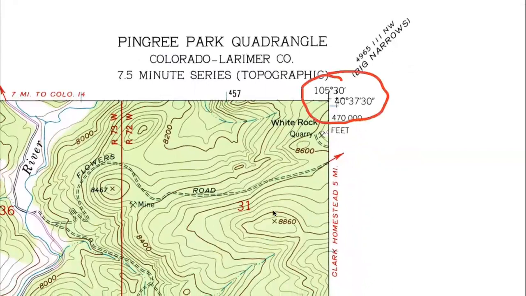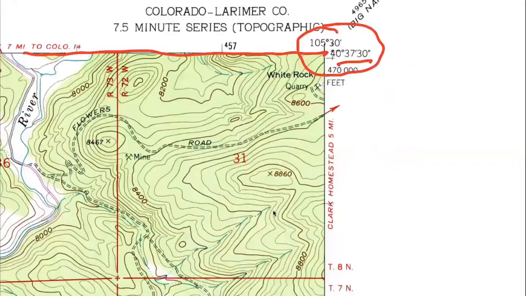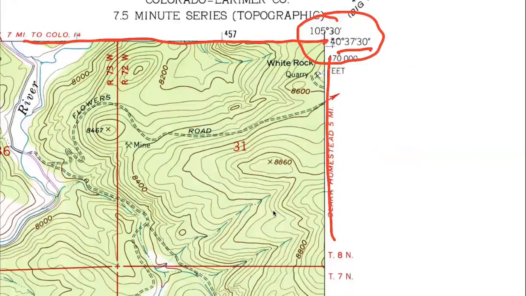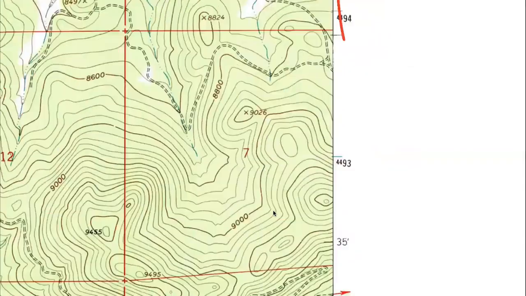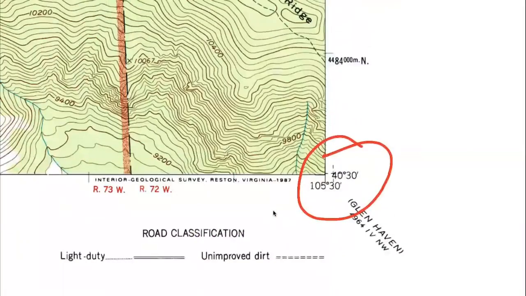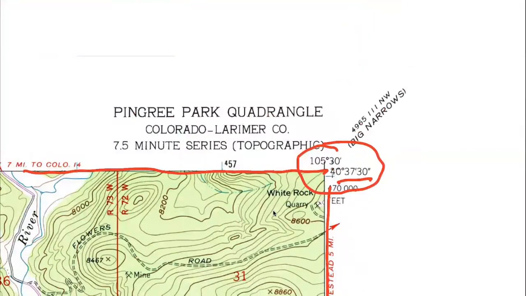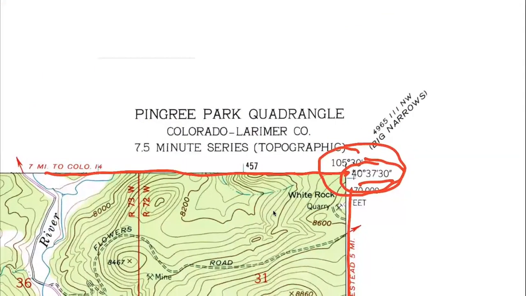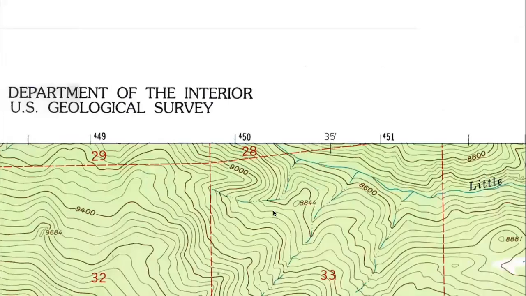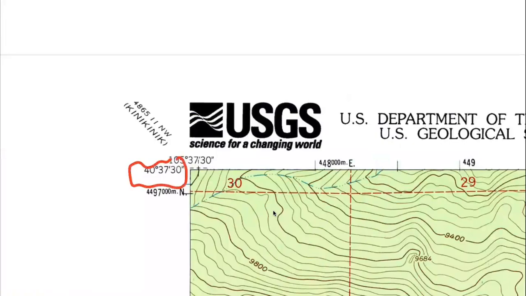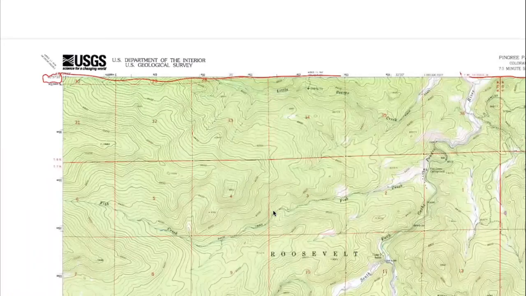So this one, the line that goes across here is the 40-degree, 37-minute line. And then this line that goes along this edge of the map, you'll notice that number repeats. If I go all the way to the bottom, it's there again, 105.30. So that's our longitude line, 105.30 and 105.30. If you go across the map, the 40-degree, 37-minute, 30-second line, if I go all the way across, you'll see that one repeats over here. So that one's talking about this line that goes all the way across.